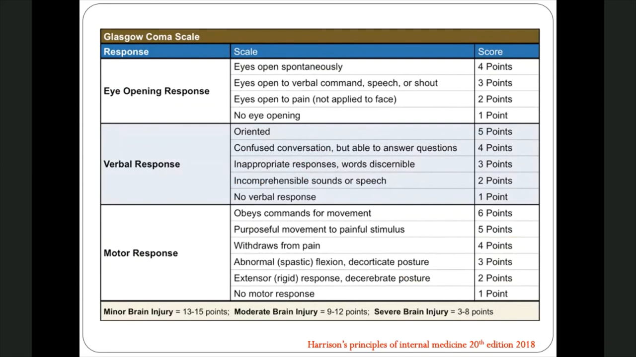Now this is Glasgow Coma Scale. All of you must have read this in the basics. So EVM: eye response, verbal response, and motor response. Eye response carries 4 points, verbal response 5 points, motor response 6 points. There is no 0 point for any of these, so minimum is 3, maximum 15. 15 is a fully conscious, alert, and motor responsive patient, and 3 is a completely comatose patient with severe brain injury.